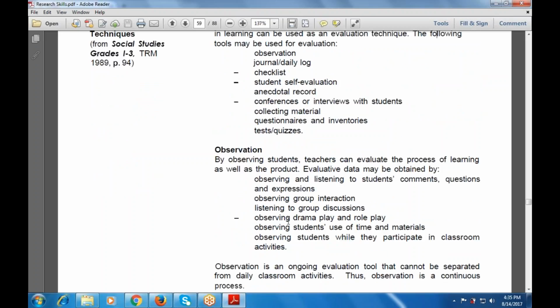Then observations. By observing the students, teachers can evaluate the process of learning as well as the product. This evaluative data may be obtained by observing and listening to the students' comments, questions and expressions, observing the group interaction, listening to the group discussions, observing drama plays and role plays, observing the students' use of the time and the material, observing the students while they participate in classroom activities.